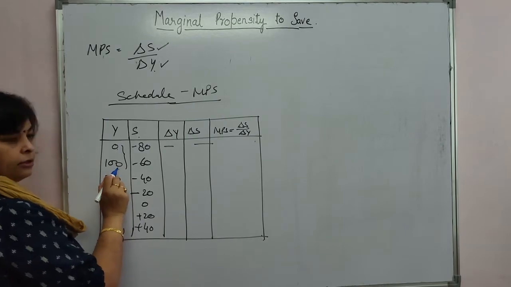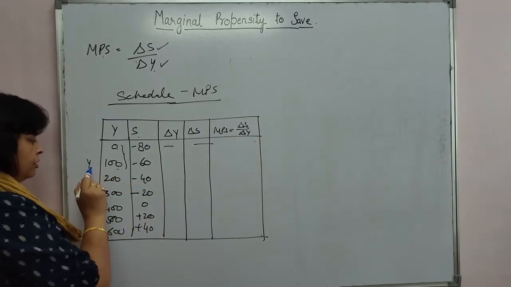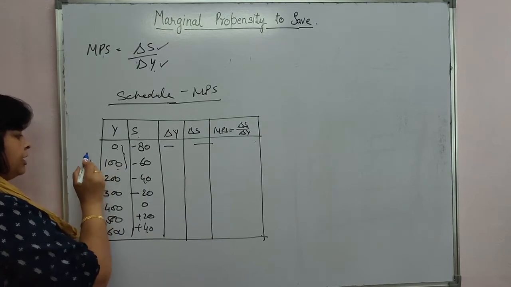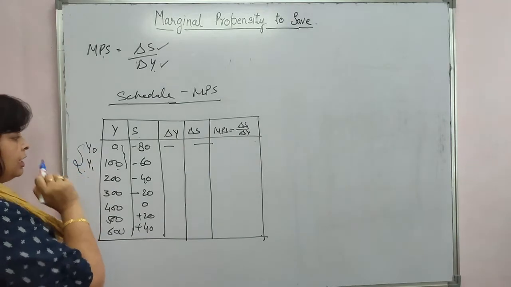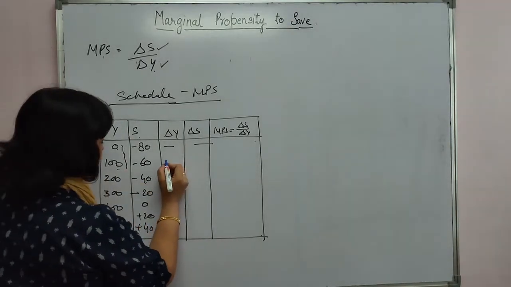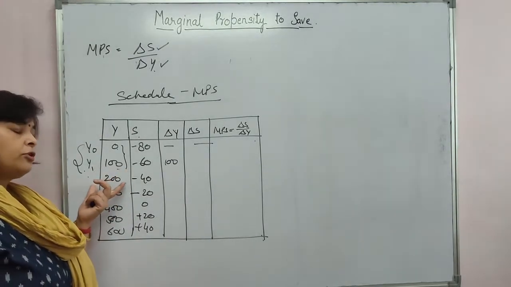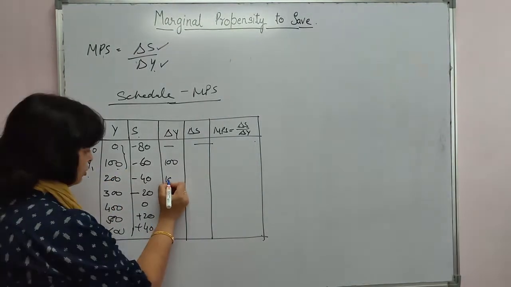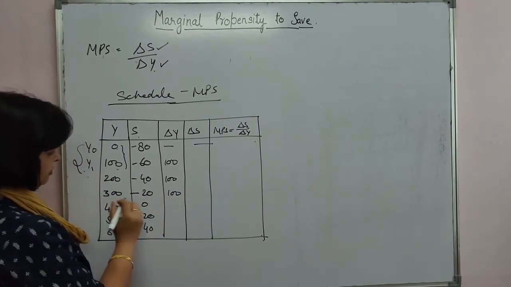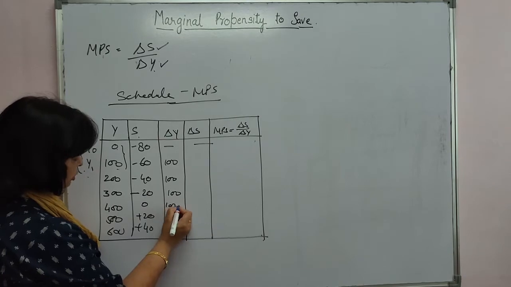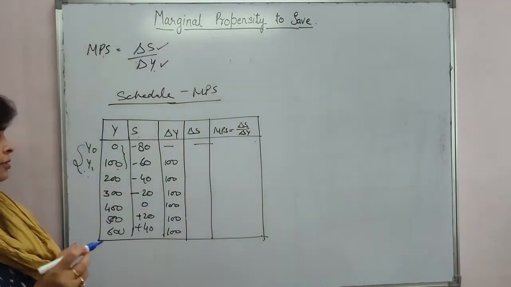Now to calculate the value of delta Y, we will subtract the value of Y0 from Y1. So what will be the value? It will be 100. Again we will subtract 100 from 200, so it will also be 100. 300 minus 200 is equal to 100. 400 minus 300 is equal to 100. This will also be 100 and this will also be 100.